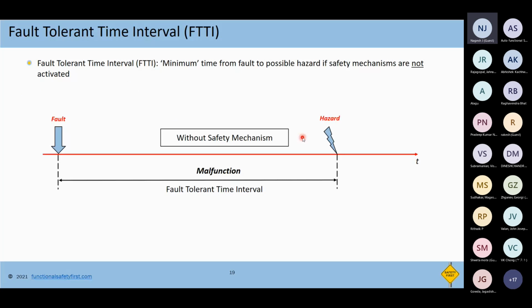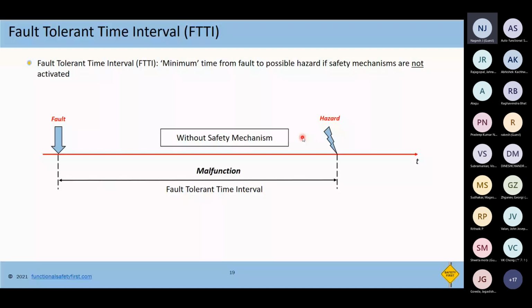Next slide, please, Sridhar. And finally, whenever I talk about freedom from interference, FFI, failure in time, FIT, and fault tolerant time interval, FTTI, I call them the 3 Fs of functional safety. Because if you understand these 3 Fs, you're almost good in understanding the basic concepts of functional safety. So the third F is the fault tolerant time interval, the FTTI.